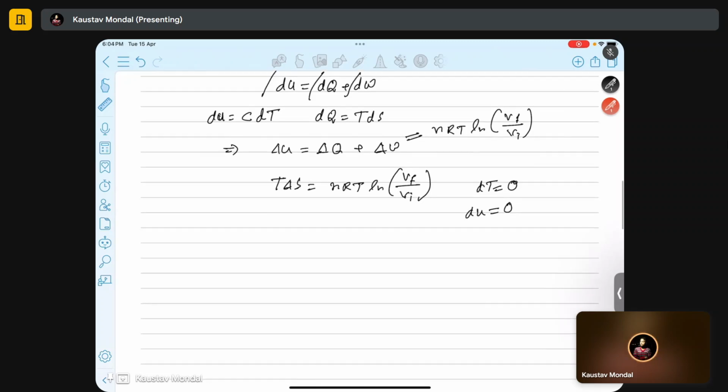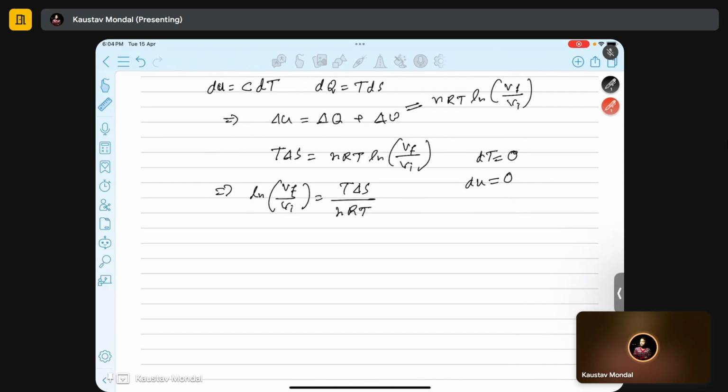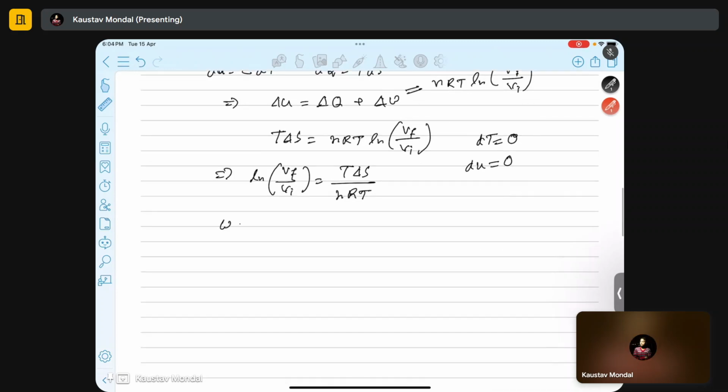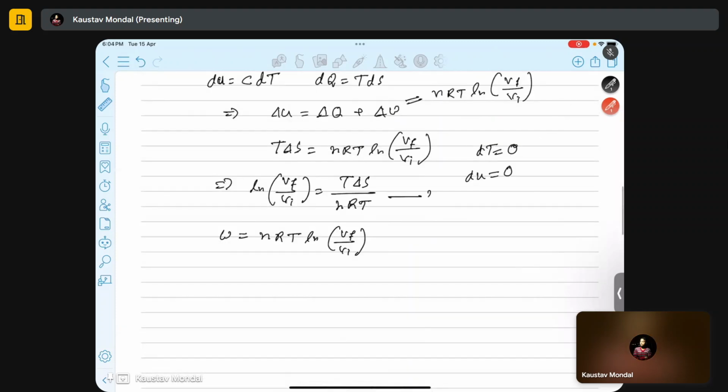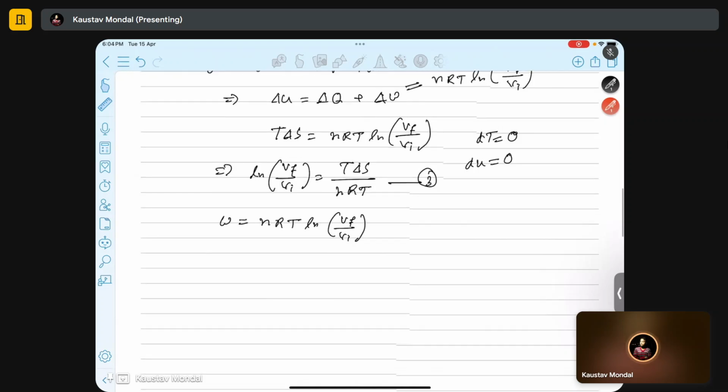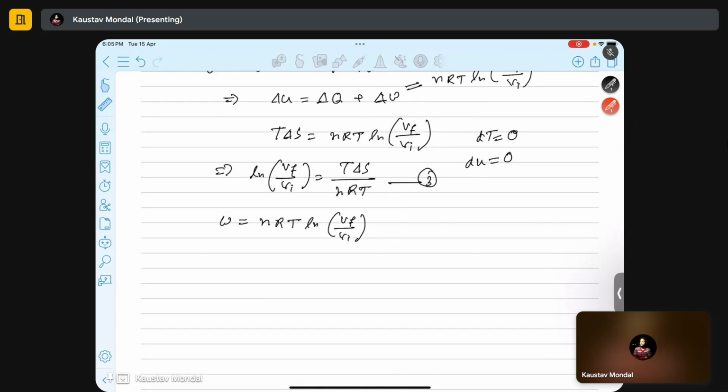Now what you can do, you can write ln Vf by Vi as T delta S by nRT. Now from here we can write the work done as nRT ln Vf by Vi. So this is the work done, right? Let's give a number to this equation: equation 3. Okay. Now here, this is the expression of the work done that we got earlier.